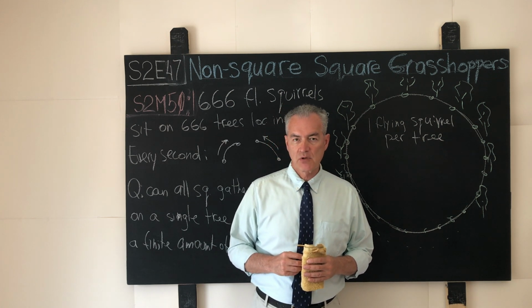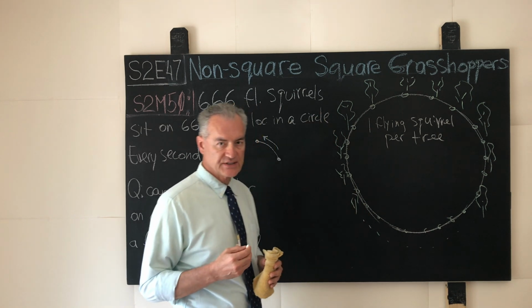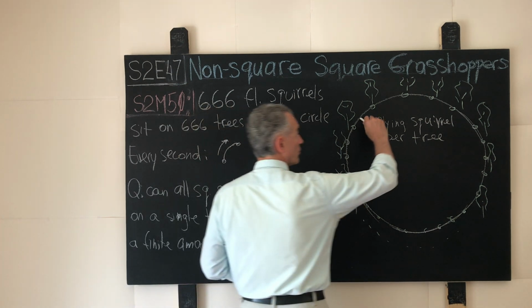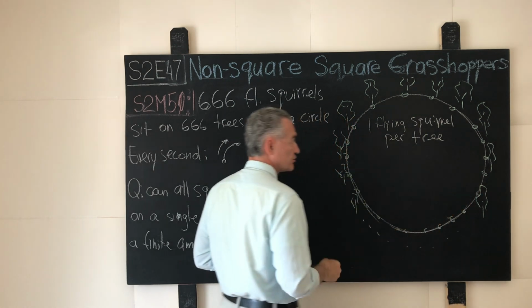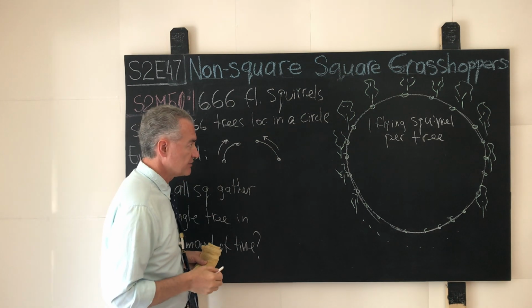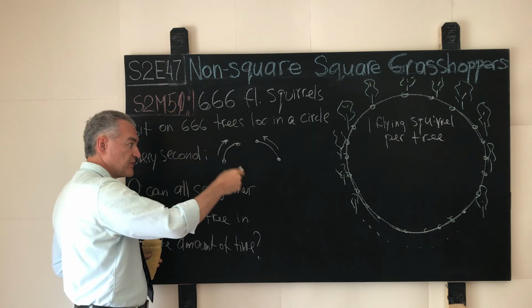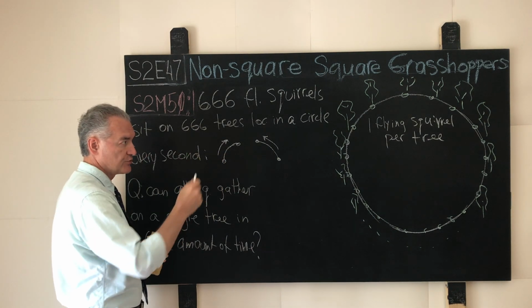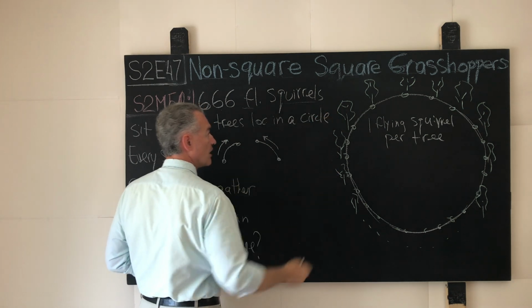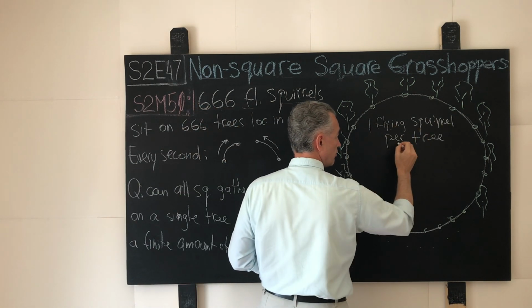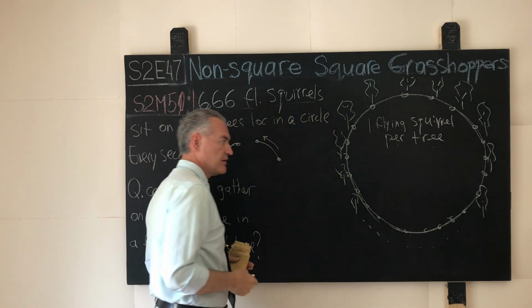Our next challenge will be a problem in mathematics numbered S2M50, and in that problem we're given 666 trees that are located on a circle. We're not told how they're sprinkled over the periphery of that circle, uniformly or not, so we can take this under advisement, but this is the deal. Initially, on these 666 trees, there sit 666 flying squirrels, one flying squirrel per tree.